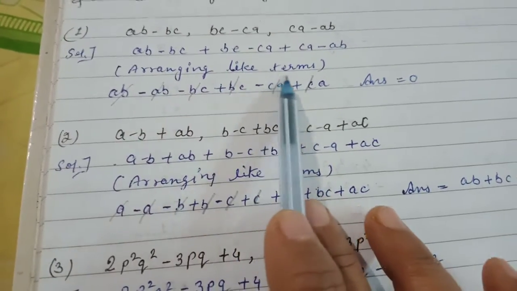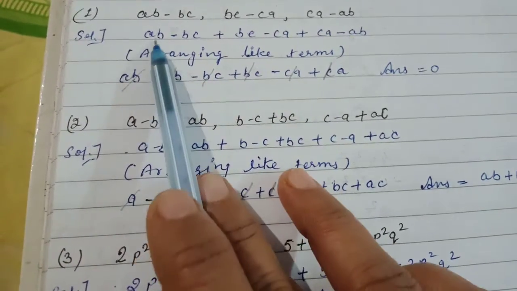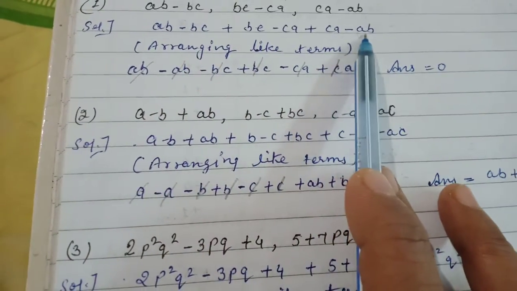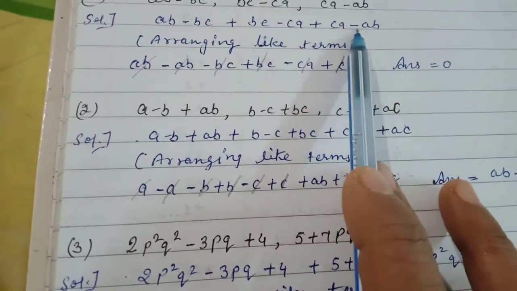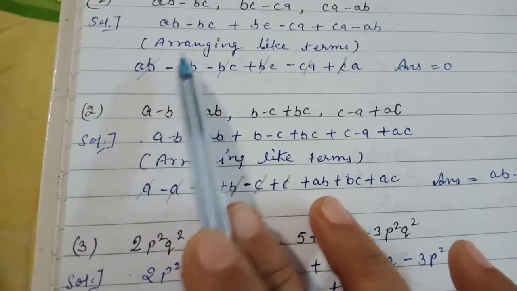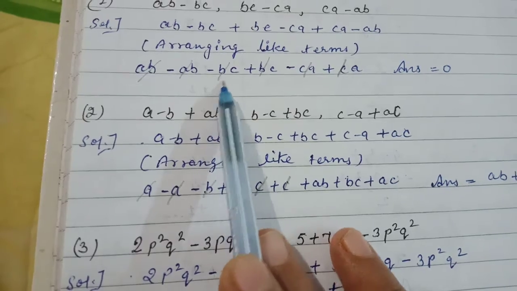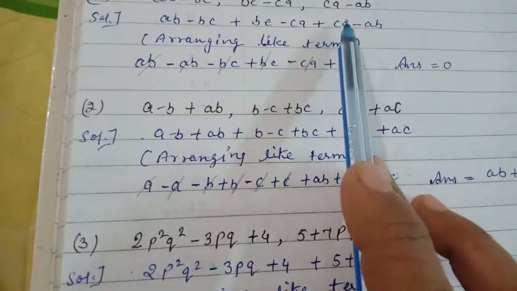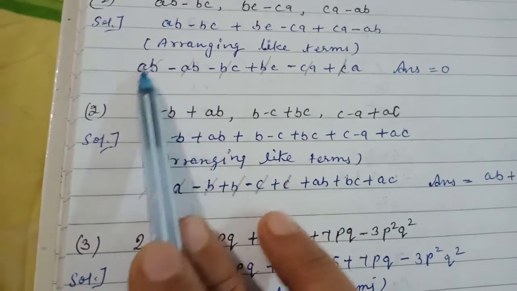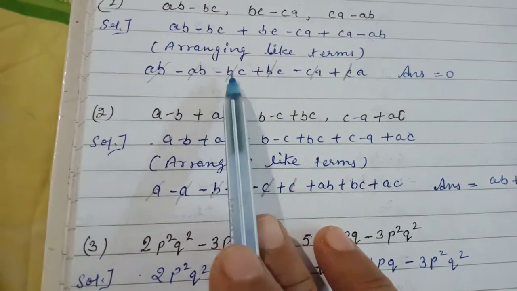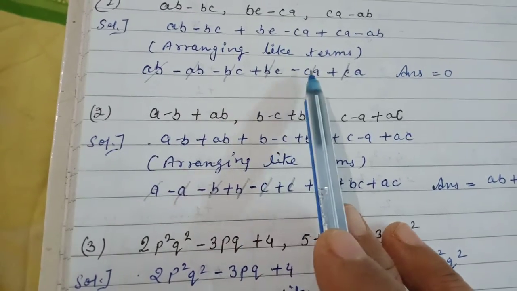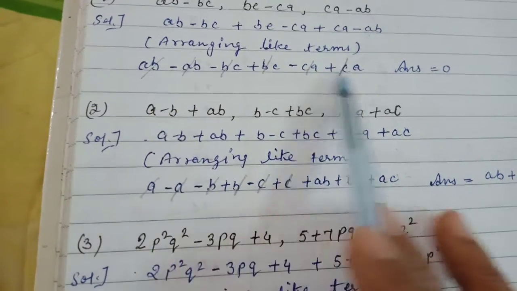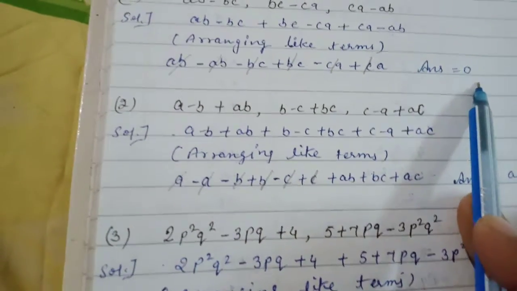So, arranging like terms. AB, yes, first one, first term is AB. यहाँ और कोई AB दिख रहा है हमें? Yes, it is with minus sign. So, put up here minus AB. Now, second term is minus BC. और कोई BC है? हाँ है, plus BC. Minus CA, plus CA. Plus AB is cancelled by minus AB. Minus BC is cancelled by plus BC. Minus CA is cancelled by plus CA. So, all terms are cancelled and our answer is 0.